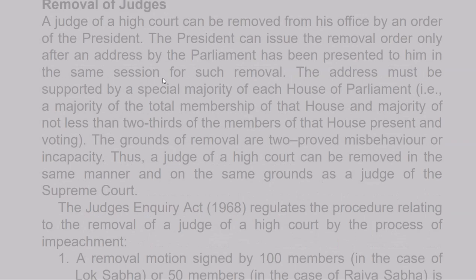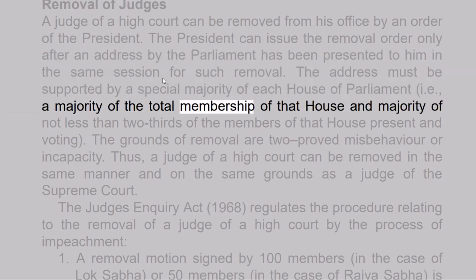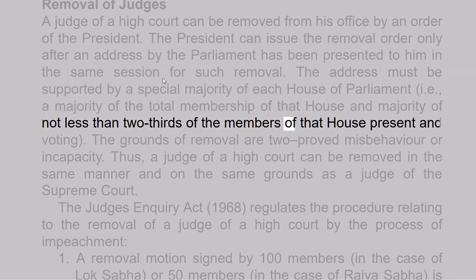Removal of judges. A judge of a High Court can be removed from his office by an order of the President. The President can issue the removal order only after an address by the Parliament has been presented to him in the same session for such removal. The address must be supported by a special majority of each House of Parliament, i.e., a majority of the total membership of that House and a majority of not less than 2/3 of the members of that House present and voting.